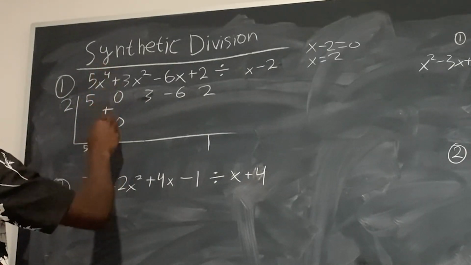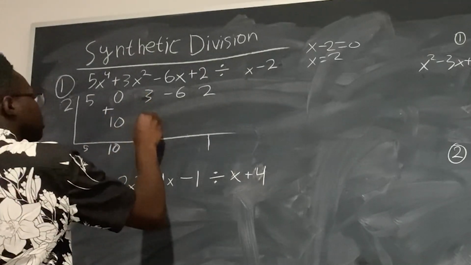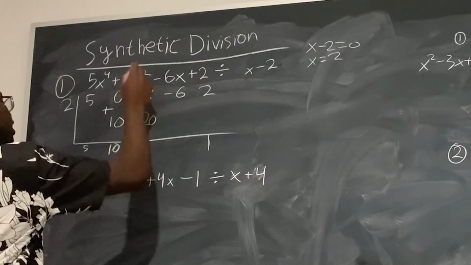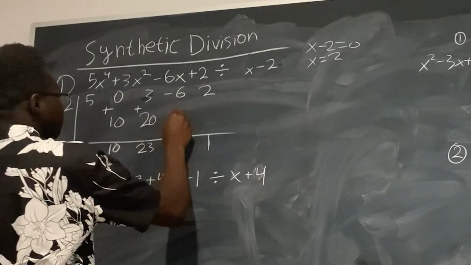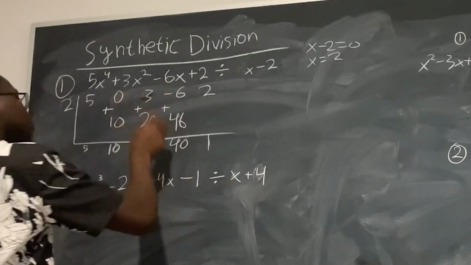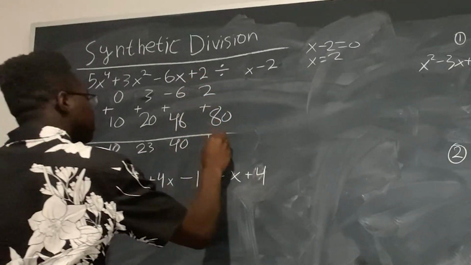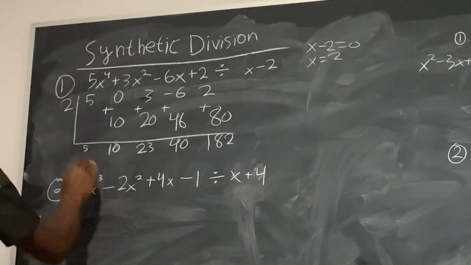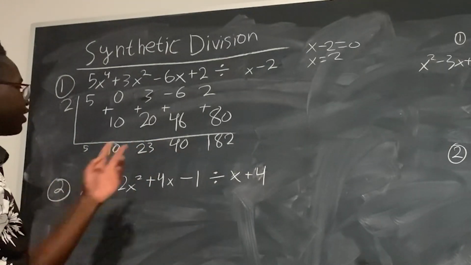Then you add these two together. 0 plus 10 is 10. 2 times 10, 20. Add these together, 23. 2 times 23, 46. Negative 6 plus 46, 40. 2 times 40, 80. 80 plus 2, 82. And these are the coefficients of your polynomial. However, it's just 1 degree less.